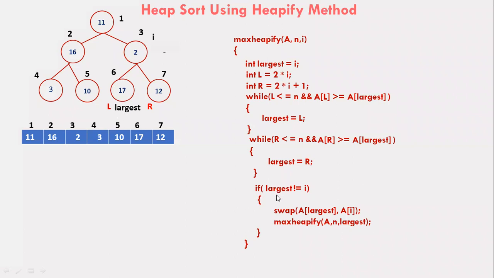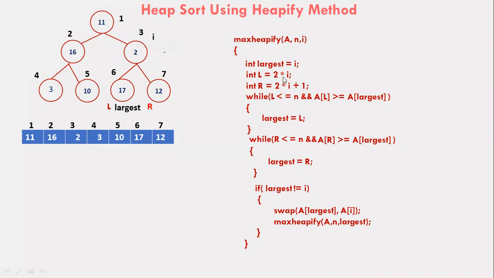So here the largest value is 6. I call this method one more time, A, N and 6. Again here, the largest value will be the I value we are passing, which is 6. So largest value will become 6.